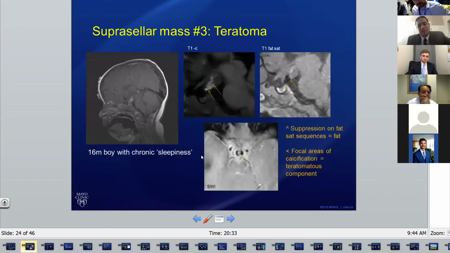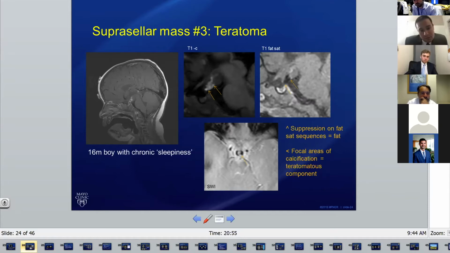So here's a very characteristic pathology of young childhood. This is an example of a teratoma. This is a 16-month-old boy whose parents thought he had been kind of sleepy. He was starting to sleep more during the day. He eventually got a head ultrasound, and they picked up something unrelated on the ultrasound and sent him for an MRI. And they found this.